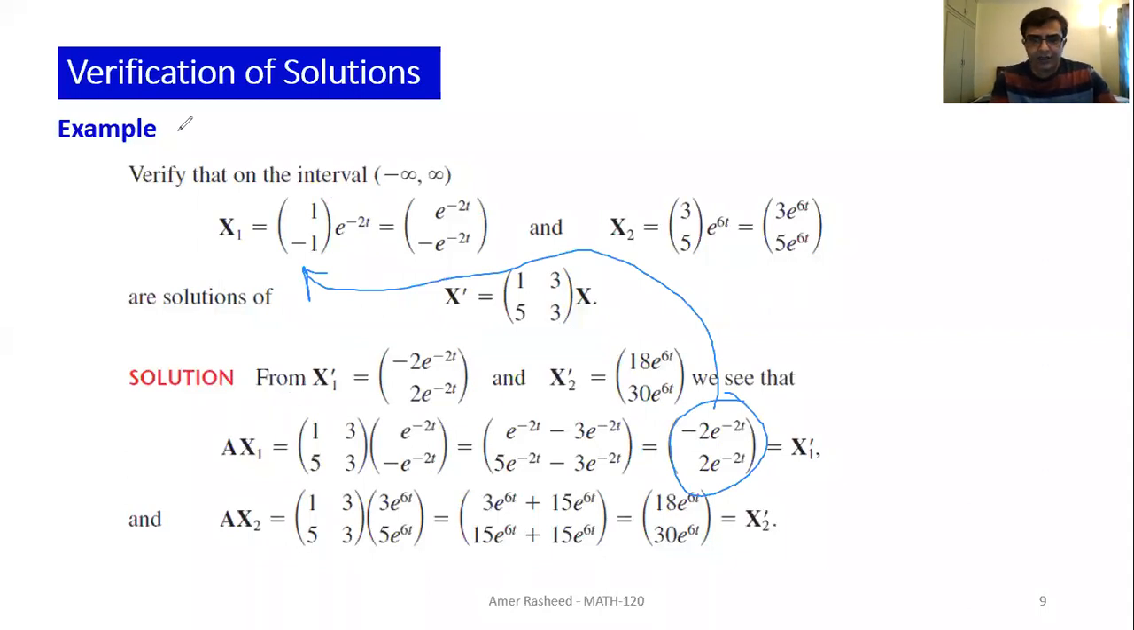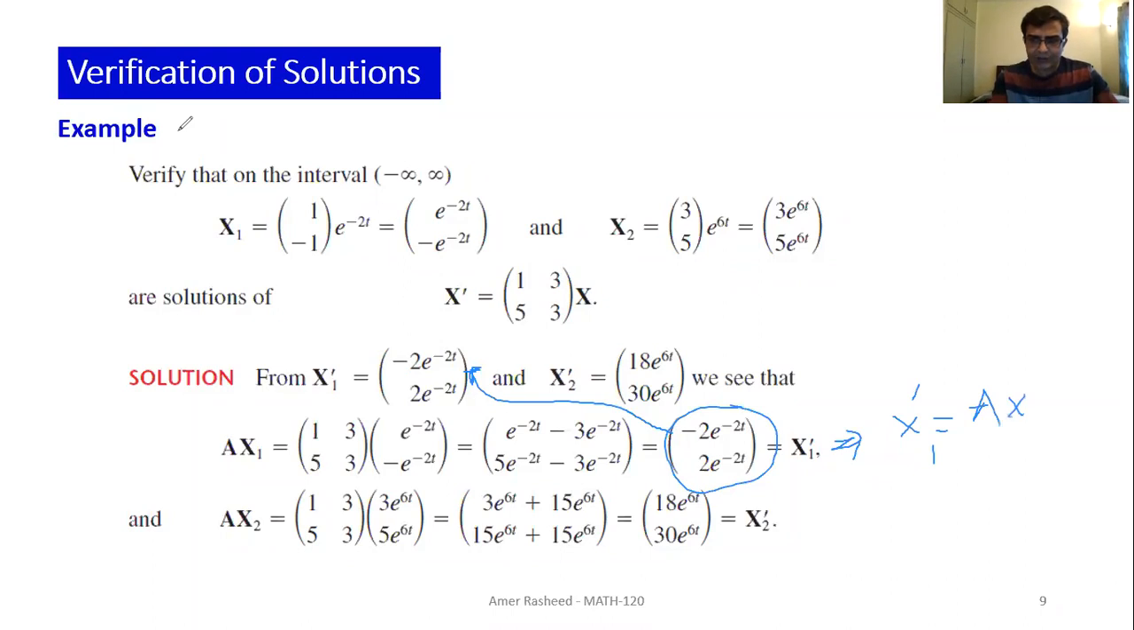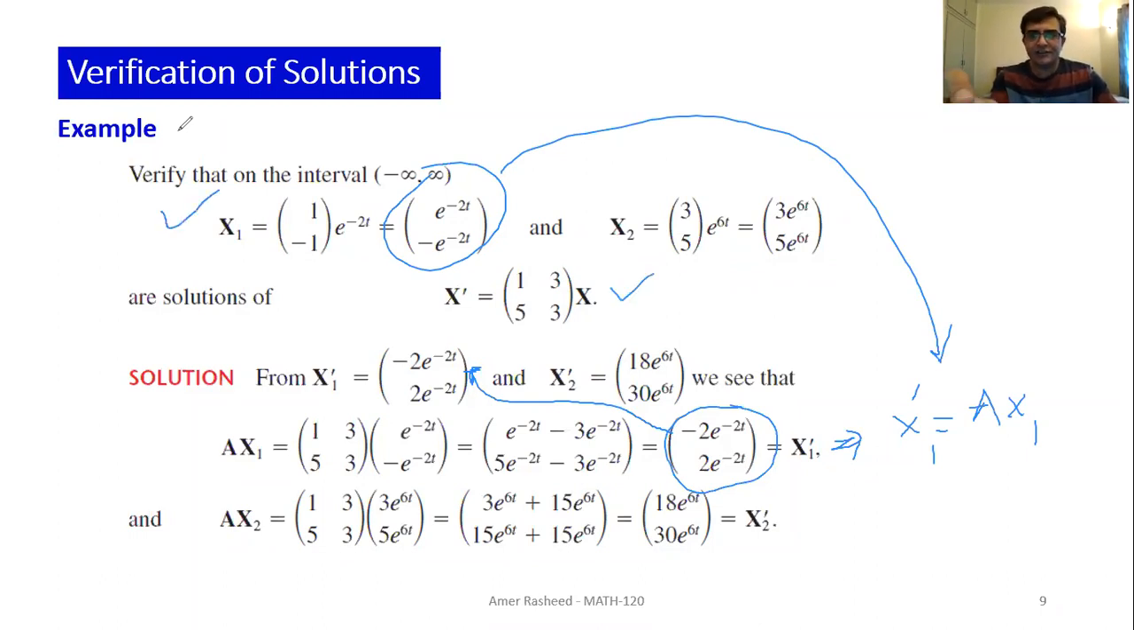There is a question in the chat window. Now this is equal to the derivative of x1. So what we have obtained here implies x1 dash is equal to A times x1. So this solution satisfies this system. So we say that x1 is the solution of the given homogeneous linear system.